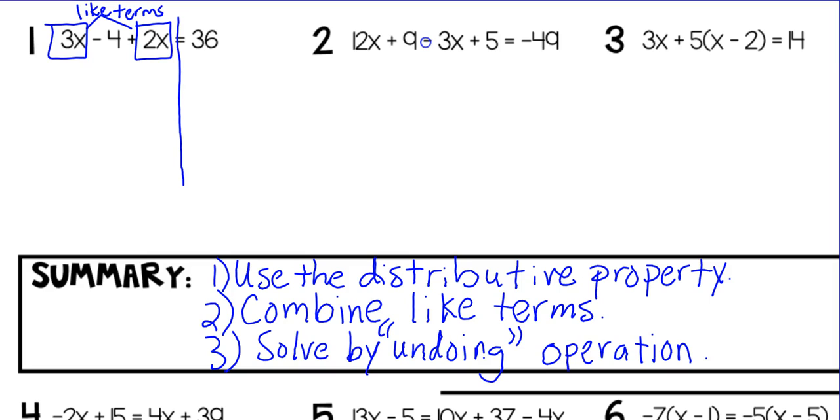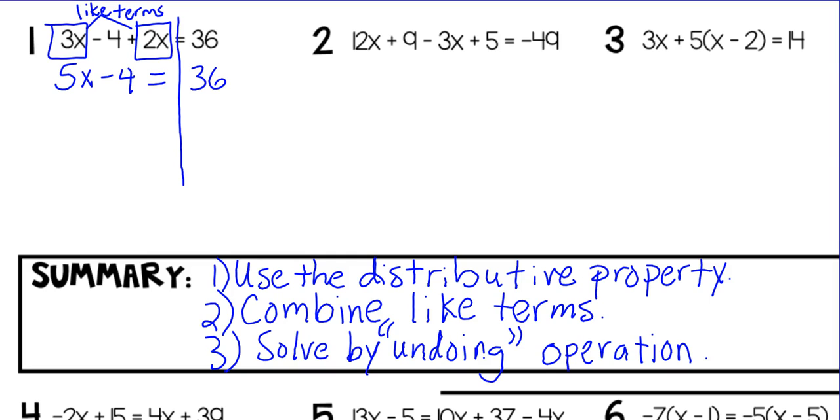I'm going to combine 3x and 2x, and when I combine 3x and 2x, what do I get? 5x. So I'm going to combine them. The commutative property allows me to change the order. We've talked about that in class. And then that's going to be equal to 36. So that's our first step.